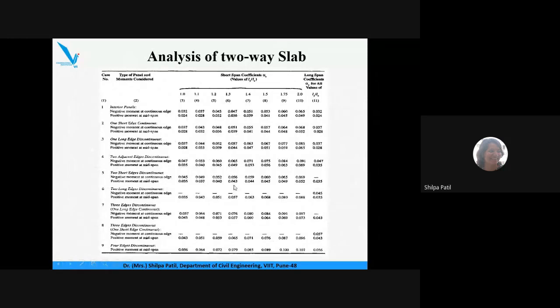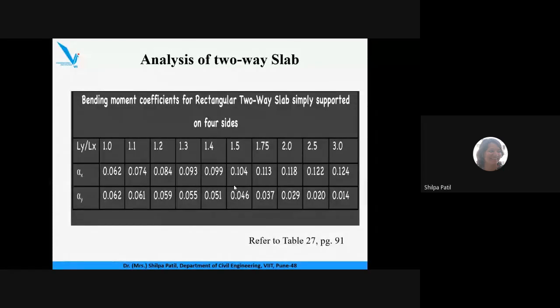Okay, now first we will discuss the case in which all the four corners of the two-way slab are free to lift, and the slab is simply resting on four edges, so it is considered as a simply supported two-way slab.